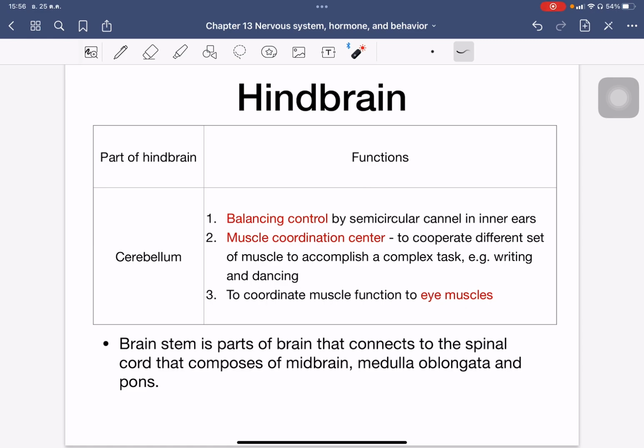Sometimes people may think about the word brainstem. The brainstem is the part of the brain that comes from the connection between three parts, connected to the spinal cord: we have the midbrain, the medulla oblongata, and the pons working together.